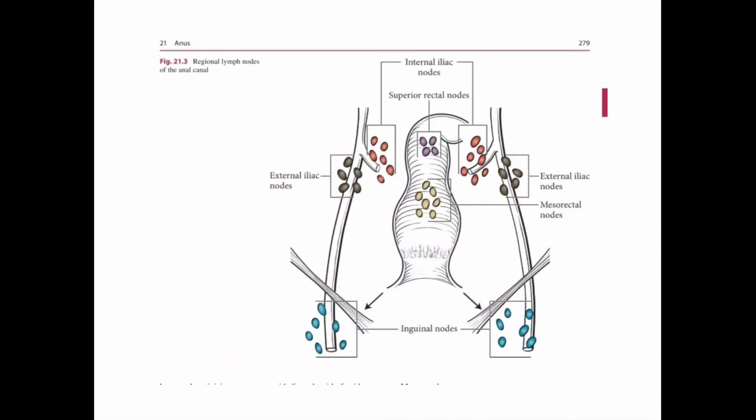Now you will have an idea about this image. The lymphatic drainage above the dentate line drains into external iliac lymph nodes. Below the dentate line, they drain into superficial inguinal lymph nodes. A key landmark to deal with anal canal cancers.